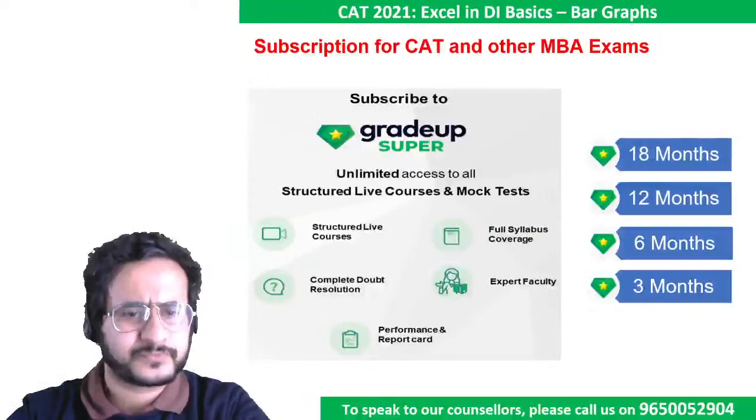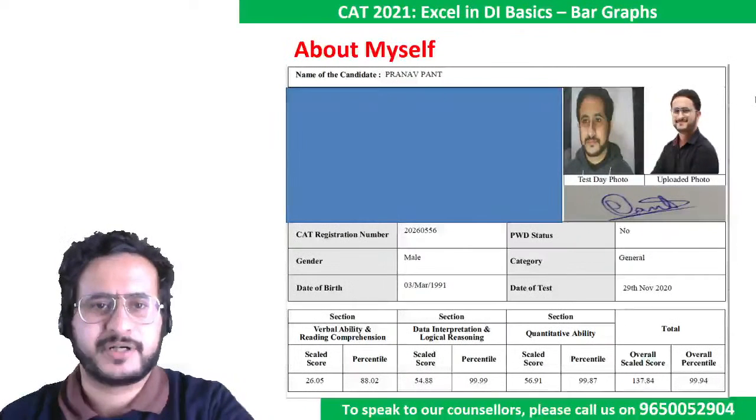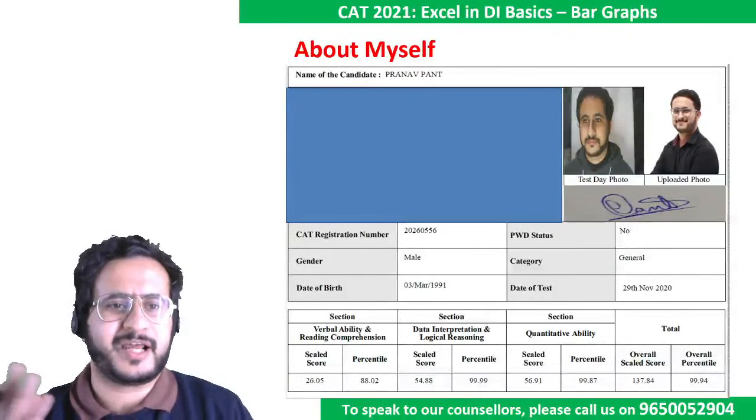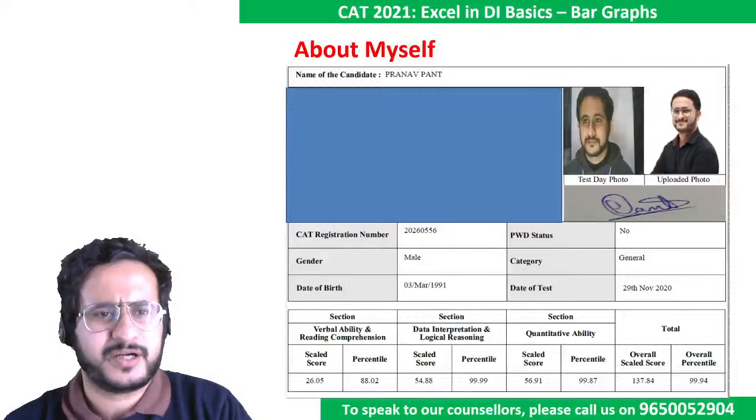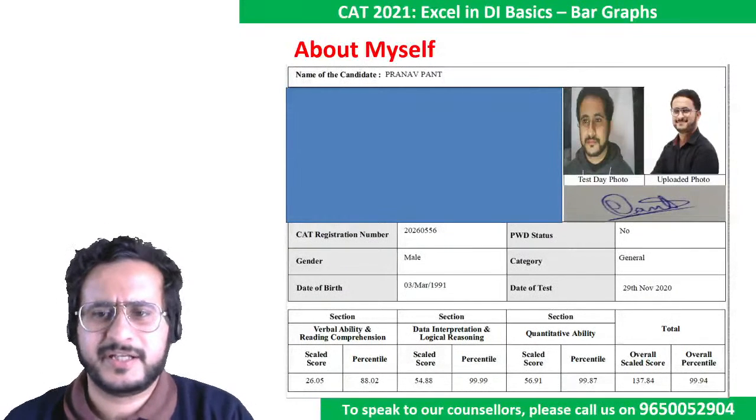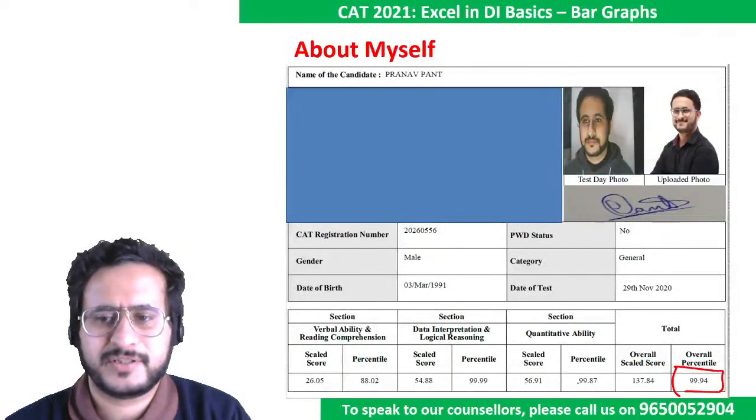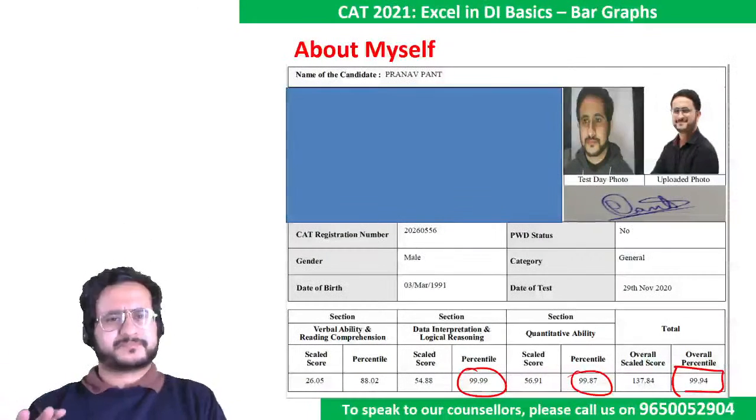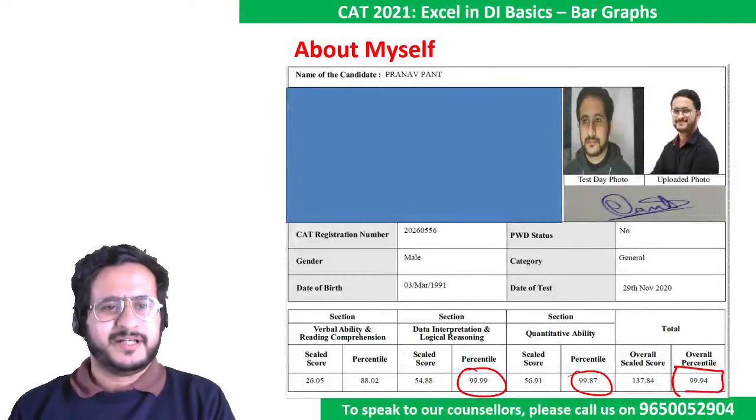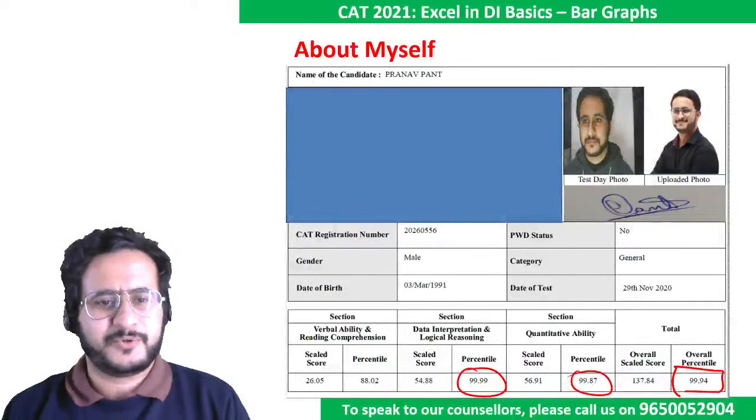Before I begin, just to give you some motivation, or rather some aim to crack CAT in 2021, this is my CAT 2020 scorecard. You must have seen that I was training you for DILR. I secured 99.94 percentile in CAT, with 99.99 in DILR and 99.87 in the quant section. This should motivate you to do well in CAT 2021. Try to achieve such high scores so that you get into your dream colleges.